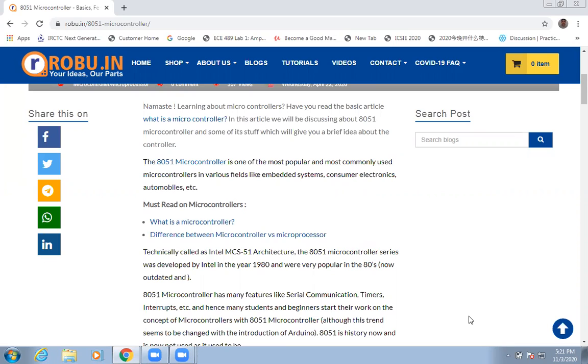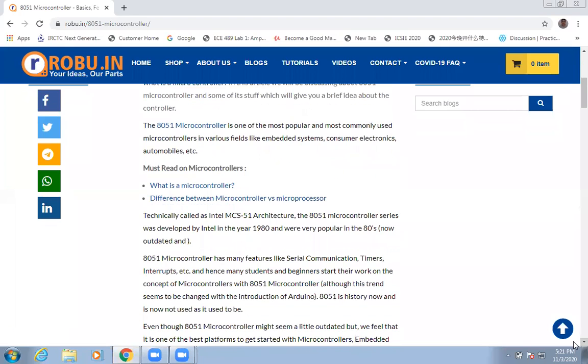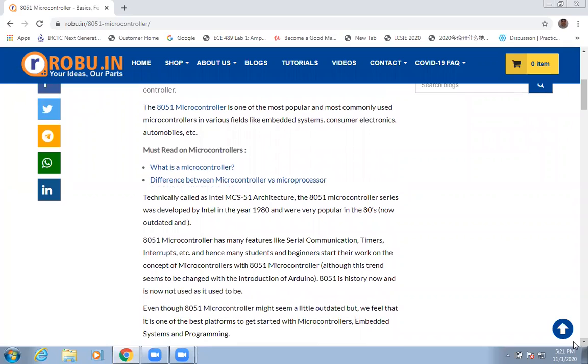Today I will discuss the main features of the 8051 microcontroller. As we know, the 8051 microcontroller is the most popular and commonly used microcontroller in various fields like embedded systems, consumer electronics, automobiles, and so on.